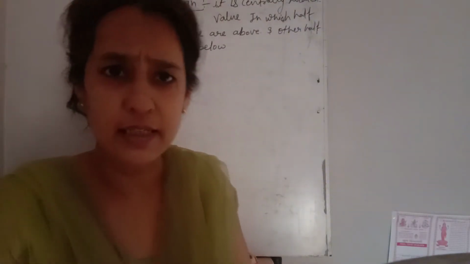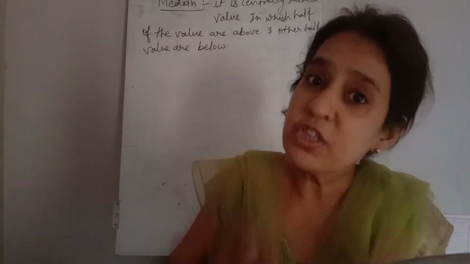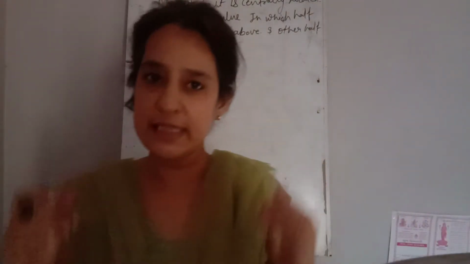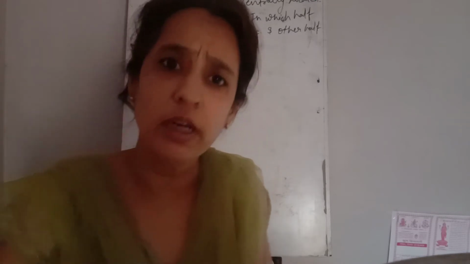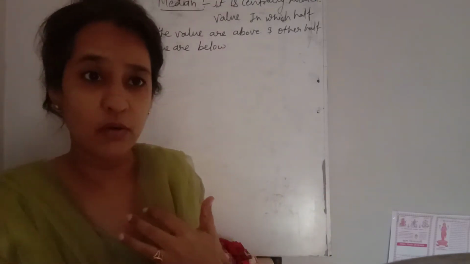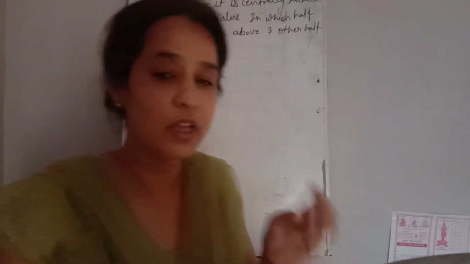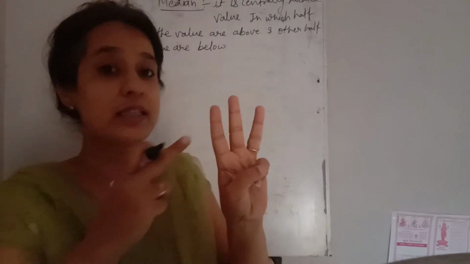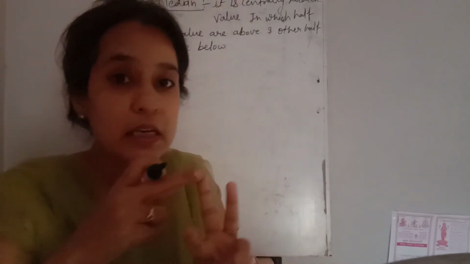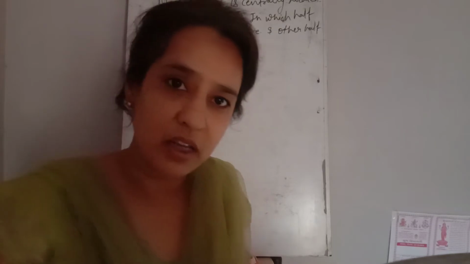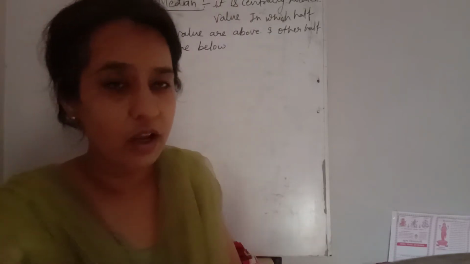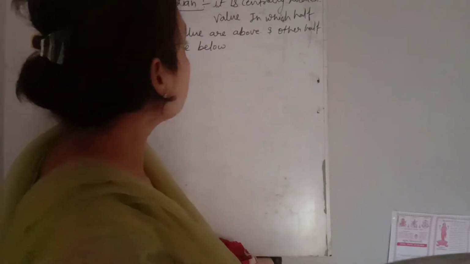I earlier told you what the meaning of central tendency is. Central tendency means a central value or representative value which represents the whole series. Now, how do we calculate this representative value? Earlier I also told you there are three methods to calculate it: arithmetic mean, median and mode. Arithmetic mean we have already done. Now today we are going to start median.